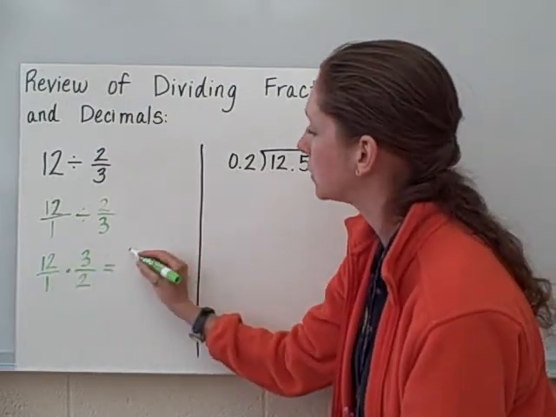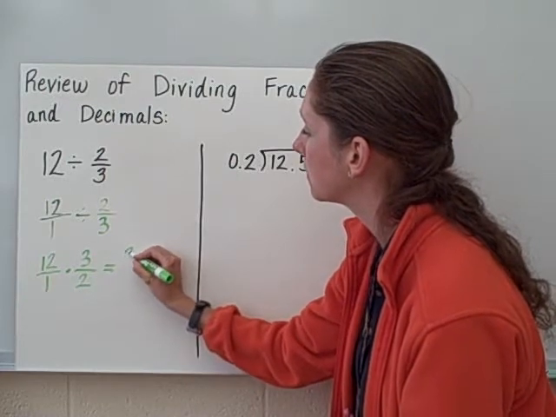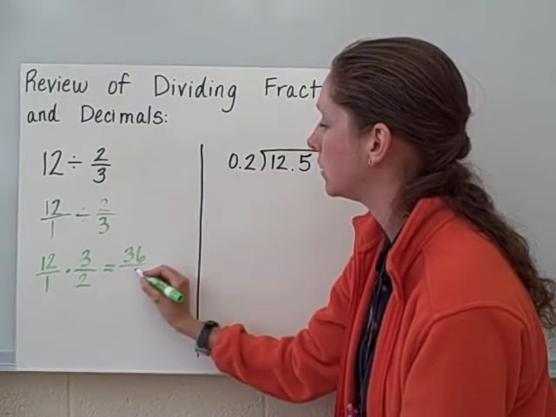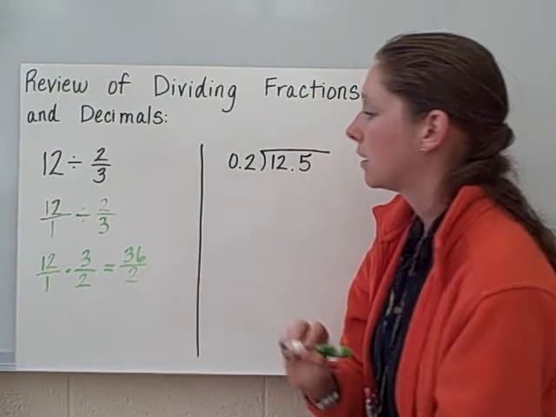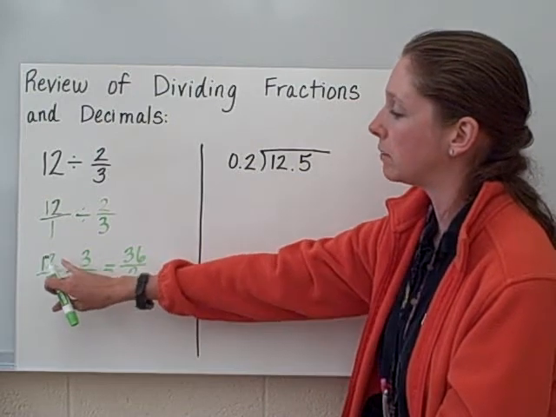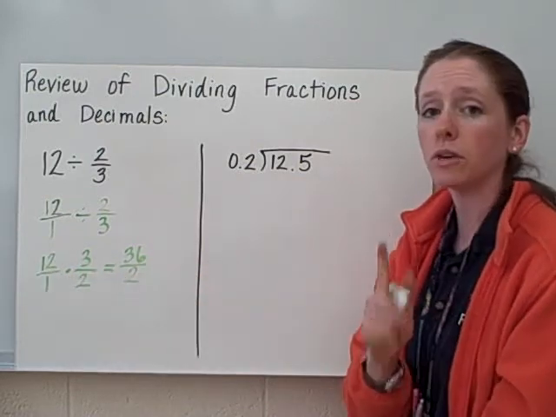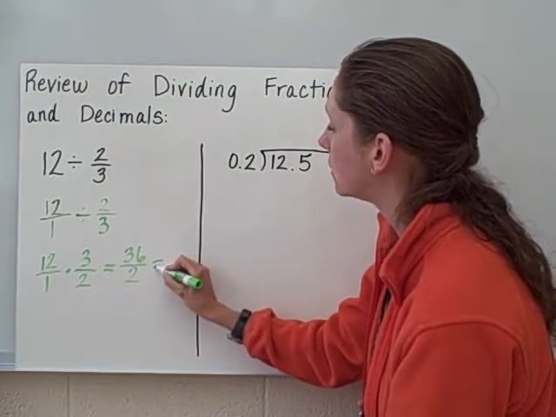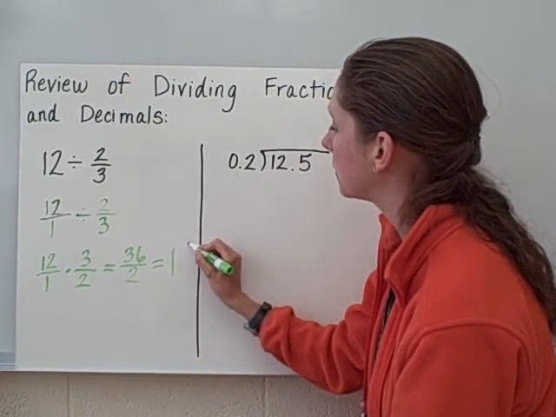12 times 3 is 36. And 1 times 2 is 2. Okay, one more time. Write the first fraction, change the sign, flip-flop, and multiply. And don't forget to simplify. So 36 divided by 2 is equal to 18.